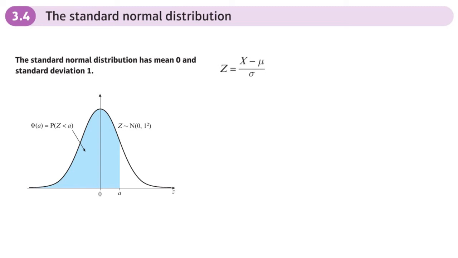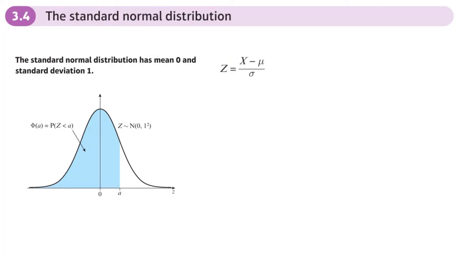This is the fourth lesson on the normal distribution, and today we're going to be looking at something called the standard normal distribution. Years ago, before we had these fancy calculators, you used to have to use tables to find the areas under a normal distribution curve, or to find the probabilities under a normal distribution curve.